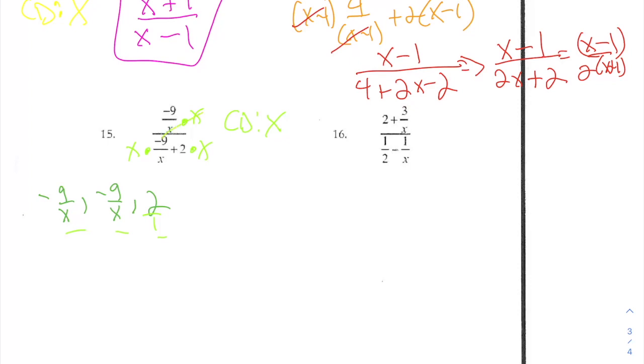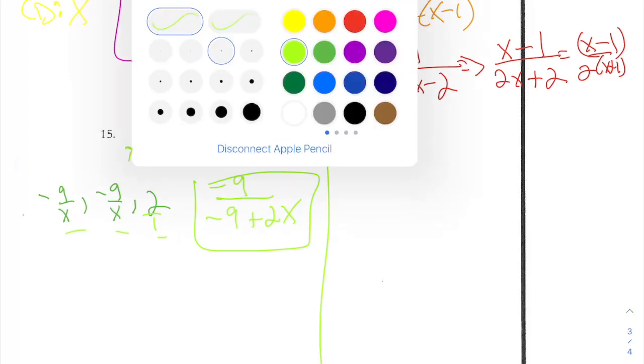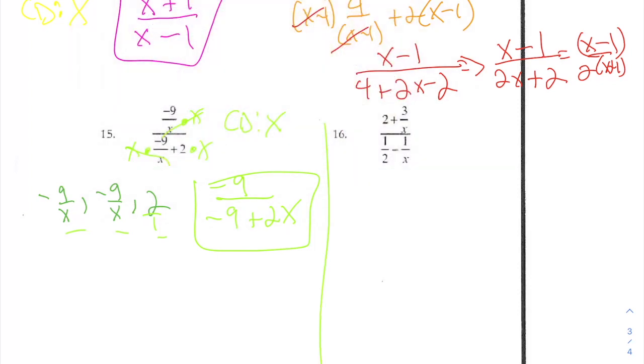So the numerator becomes negative 9 over x times x, which is just negative 9, plus 2x. And once you see it, you'll be like, oh, it's really not that bad. But when we've taught this in the past, a lot of students have trouble seeing what the denominators are.